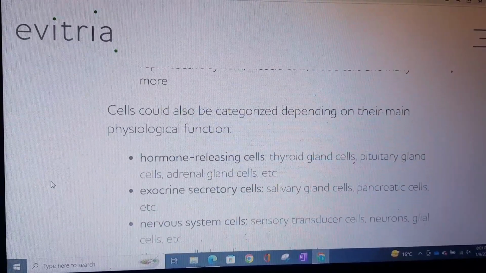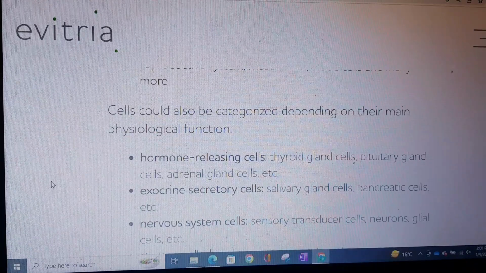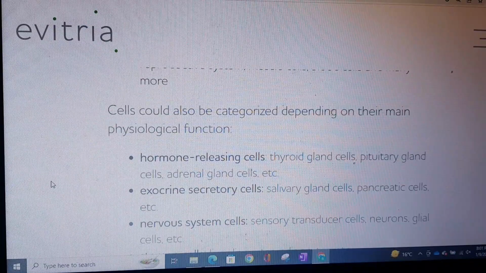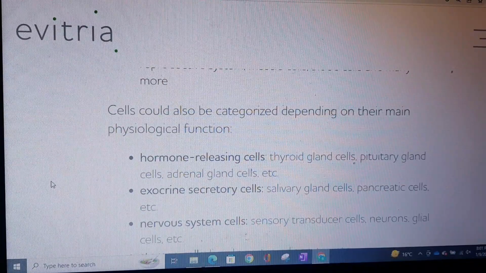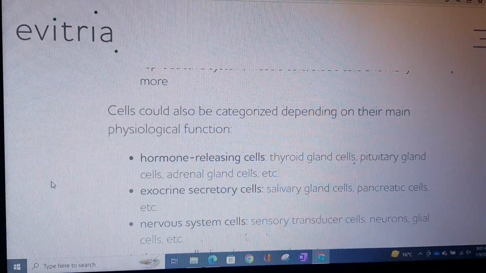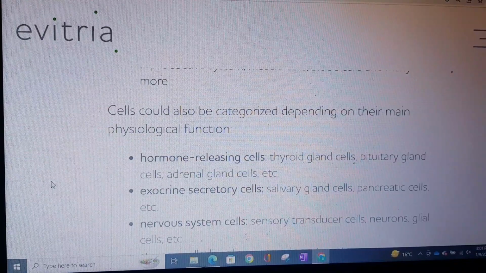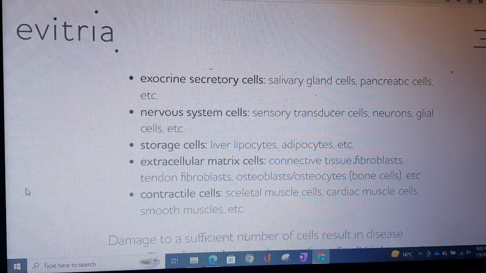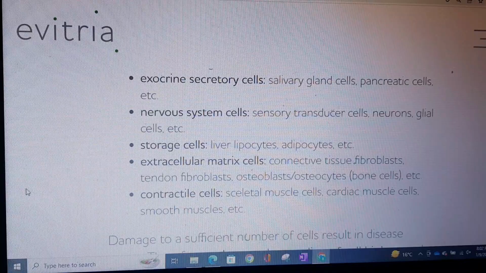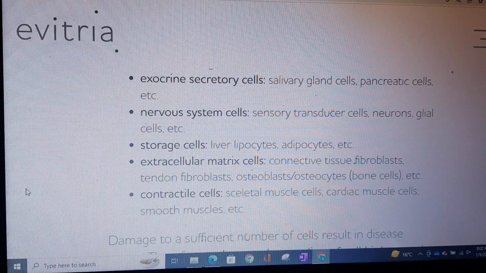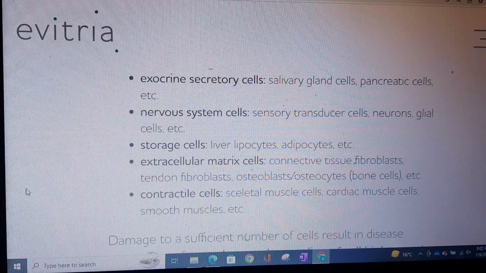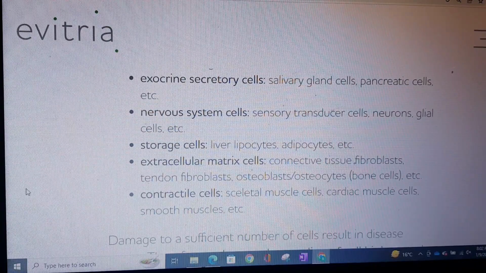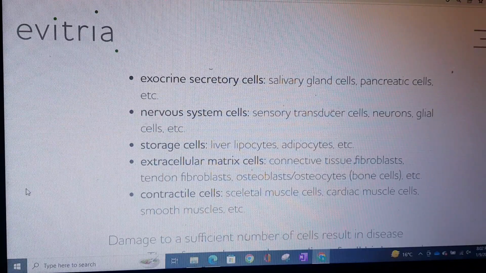Hormone releasing cells are the thyroid gland cells, pituitary gland cells, adrenal gland cells, etc. And the exocrine secretory cells include the salivary gland cells and pancreatic cells. Nervous system cells include the sensory transducer cells, neurons, and glial cells. The storage cells include the liver cells, lipocytes, and adipocytes. Extracellular matrix cells include the connective tissue, fibroblasts, tendon fibroblasts, osteoblasts, and osteocytes. Contractile cells include the skeletal muscle cells, cardiac muscle cells, and smooth muscles, etc.